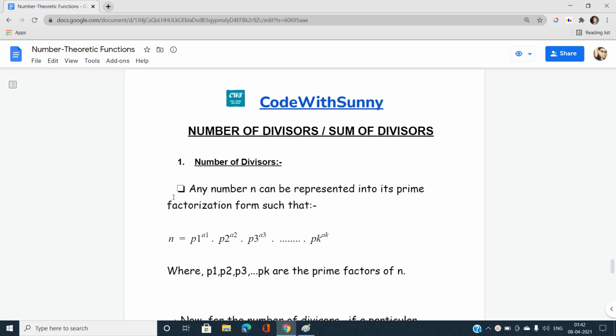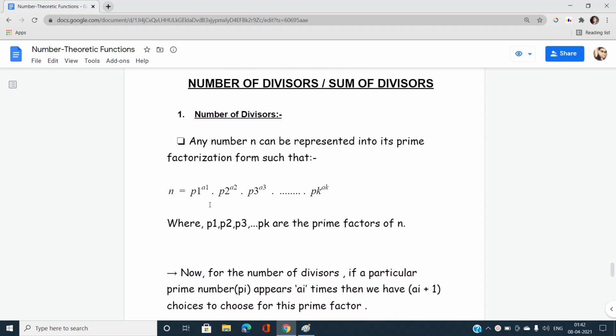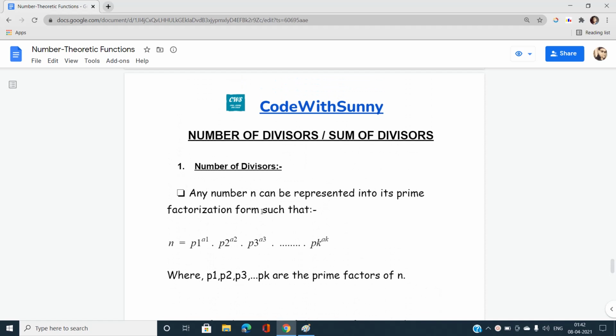So let's talk about the number of divisors. Any number n can be represented in terms of its prime factors as p1 power a1, p2 power a2, up to pk power ak, where there are k distinct prime factors of this number n. Now, if p1 is a prime factor of n, then p1 power 0 will be a factor, p1 power 1 will be a factor, p1 power 2 will be a factor of n, and so on up to p1 power a1.